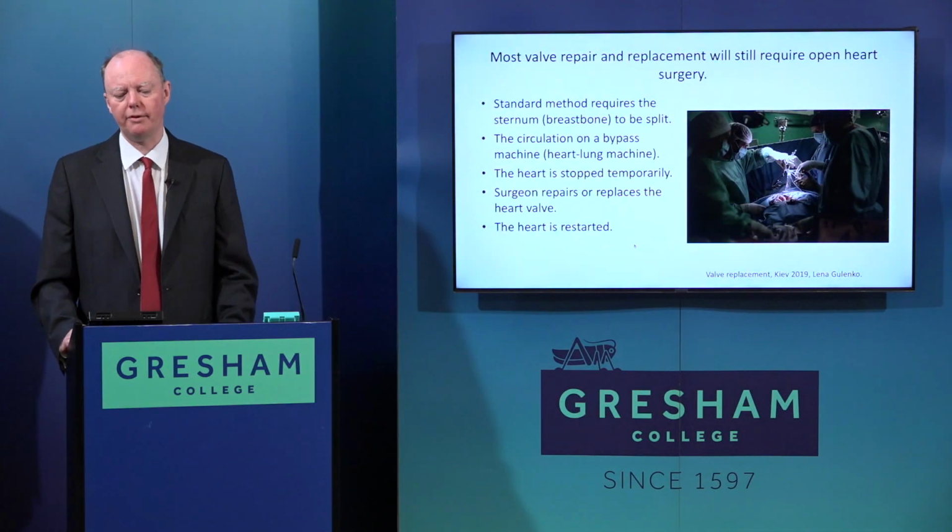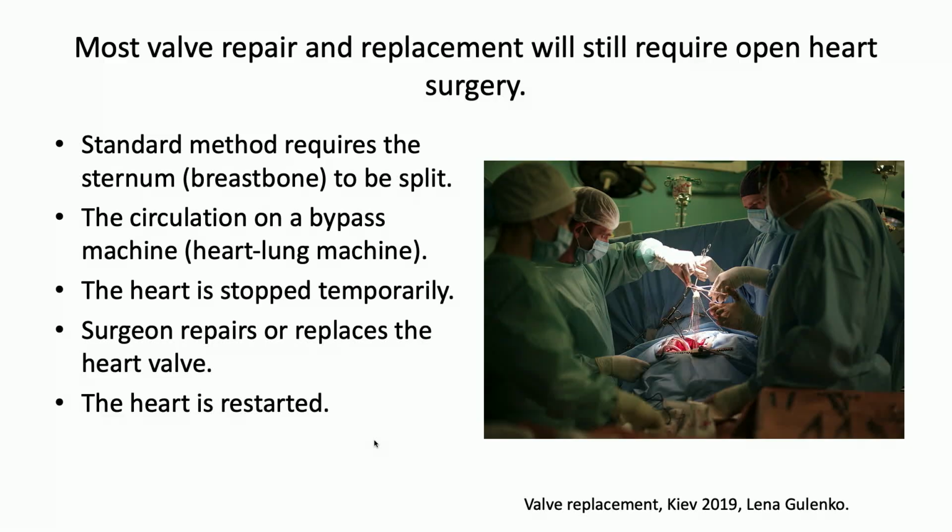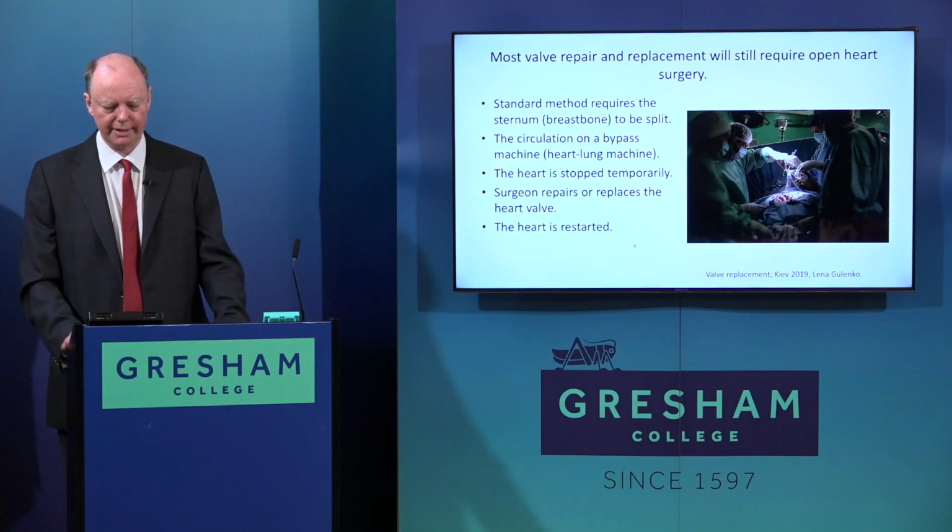But most valve repair and replacement will be a much more major undertaking. Currently, the majority will require what's called open heart surgery. The standard way of either repairing or replacing valves is to do an operation where the breastbone, the sternum, is opened up, exposing the heart underneath it. And then the circulation is put on a bypass machine. So a machine takes over the job that the heart would normally be doing, pumping blood around the lungs and the body. And then the heart is stopped temporarily because it's very difficult, clearly, to do a really careful operation whilst the heart is beating. The surgeon repairs or replaces the heart valve, and then the heart is restarted. So this is a really major undertaking. So it's not something that is undertaken lightly.